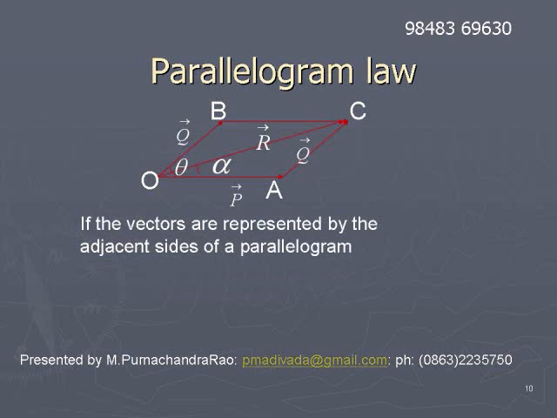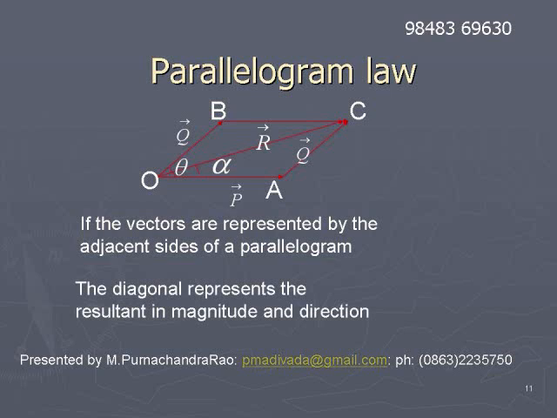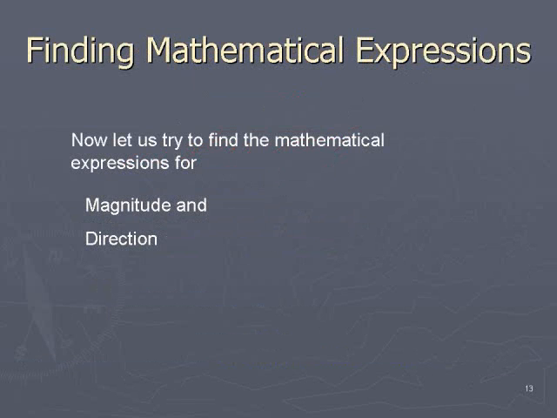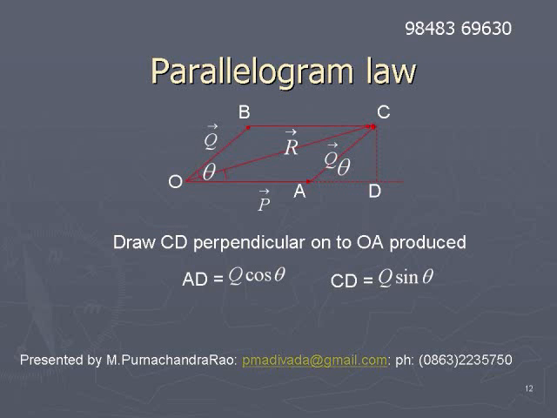So, when two vectors are taken, the magnitude and direction of the resultant of the two vectors will be obtained by representing them as the adjacent sides of a parallelogram. And the resultant will be represented by the diagonal both in magnitude and direction. This is how we understand parallelogram law. Now let us try to find the mathematical expressions for magnitude and direction.